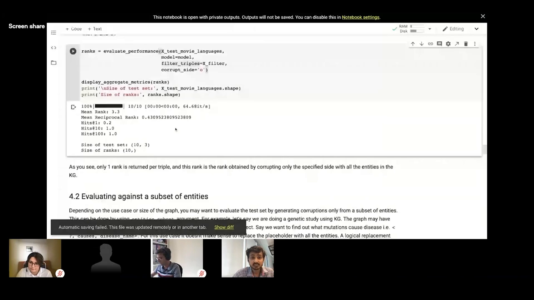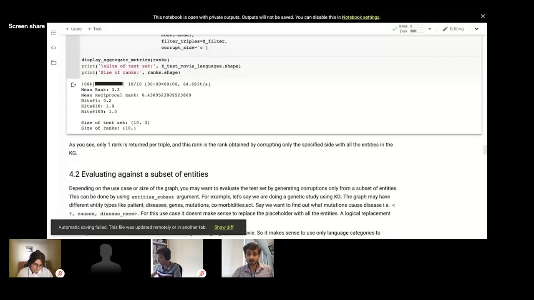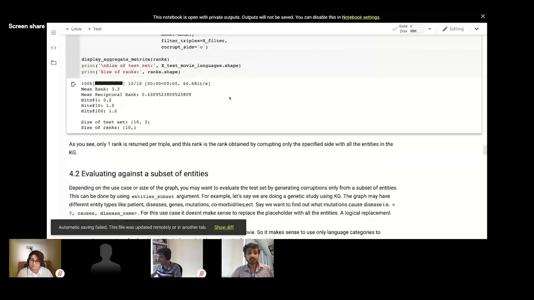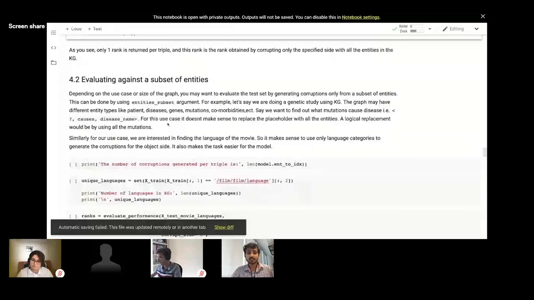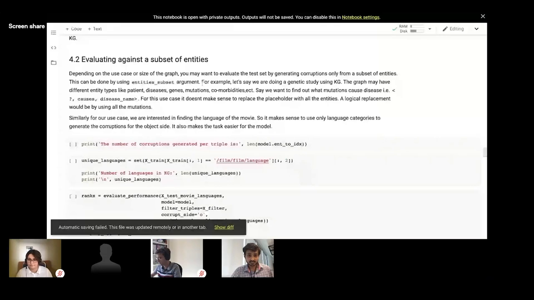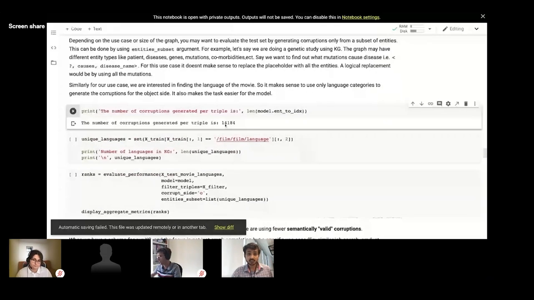This is also needed when you have millions of corruptions, because it would take a lot of time to corrupt both subject and object. It would take twice the time, so it's faster this way. And practically, when you're looking at industrial size data sets, this is one way of evaluating. The other way is evaluating against a subset of entities. As I said earlier, we had used all the entities, that's 14,000 entities, to generate the corruptions during evaluation, right?